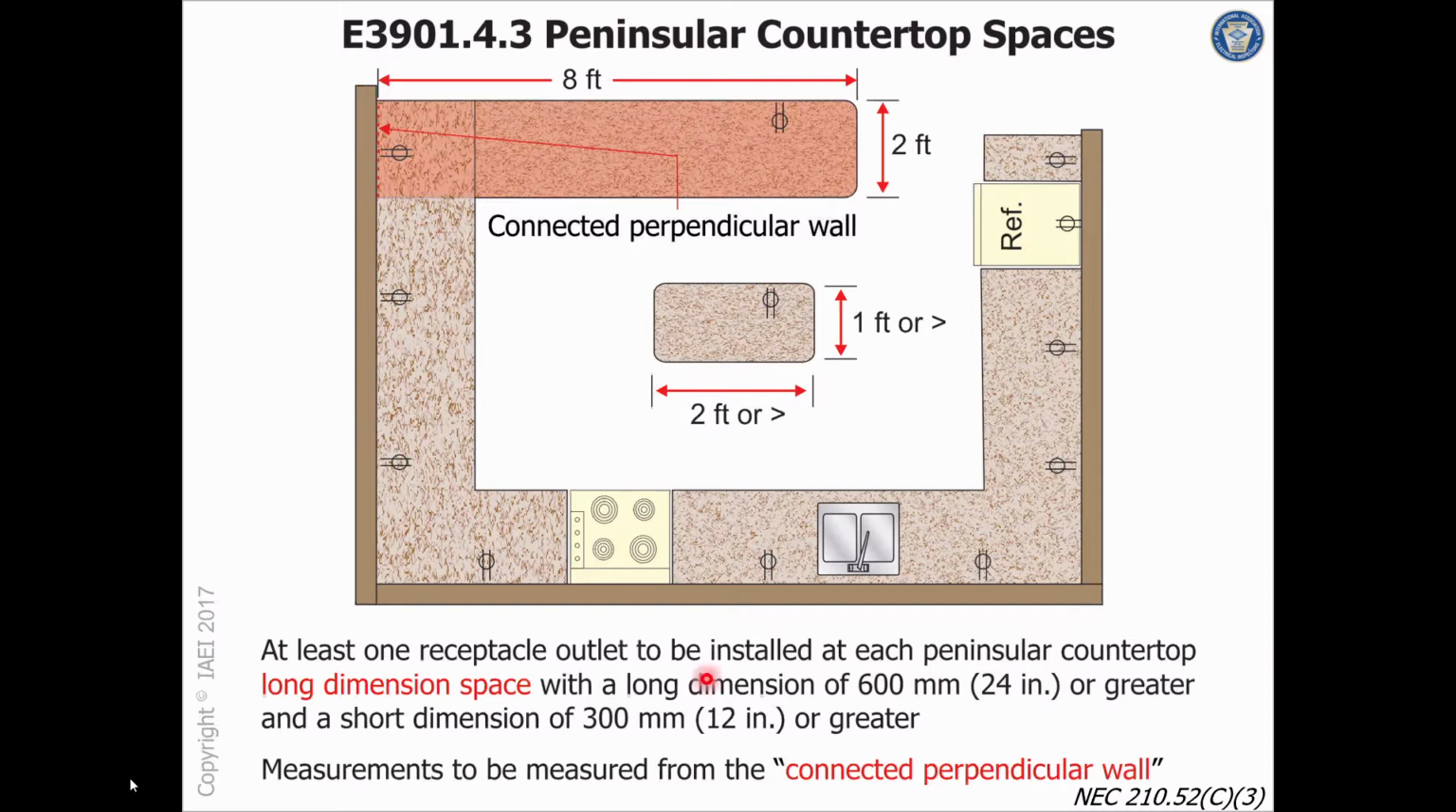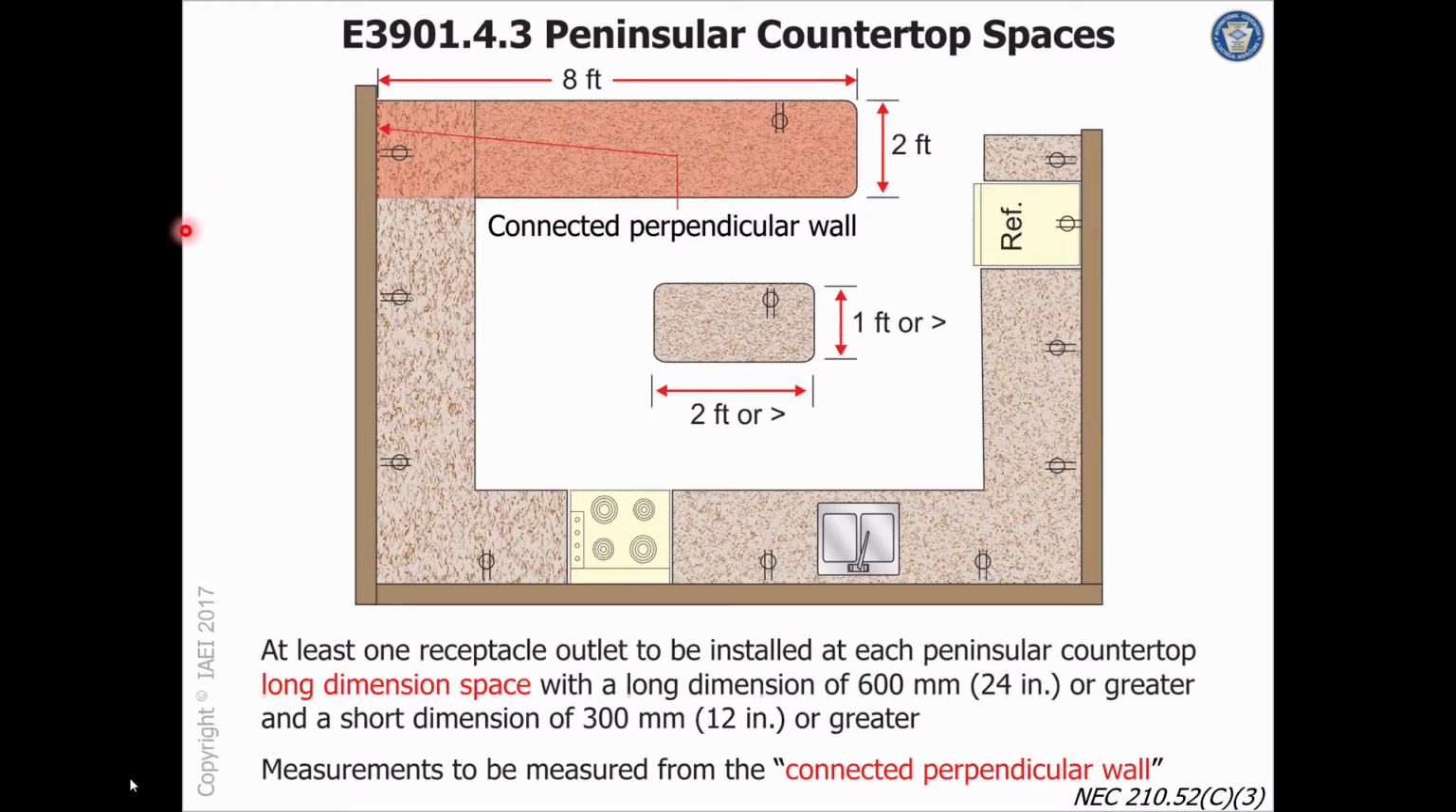So what the code's saying here is that the receptacle to serve the peninsula has to be located at the long dimension of this countertop. Now, we've got 4 sides to this thing. Where would you say is the long dimension? I would say it's right there or right there. And this would be the short dimension. Would you agree with that?